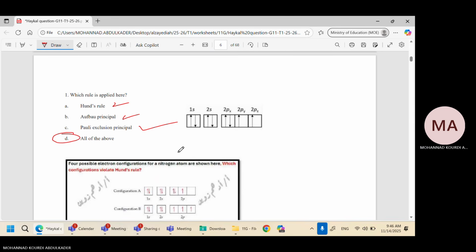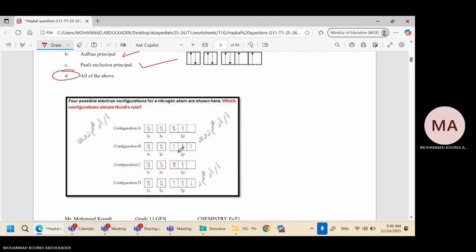Four possible electron configurations for the nitrogen atom are shown here. Which configuration violates Hund's rule? As you see here, I have paired electrons before I complete the half-filled orbitals. So configuration A is violating Hund's rule, so I can pick it. B is fine with Hund's rule, so I cannot pick it because it's not violating Hund's rule.